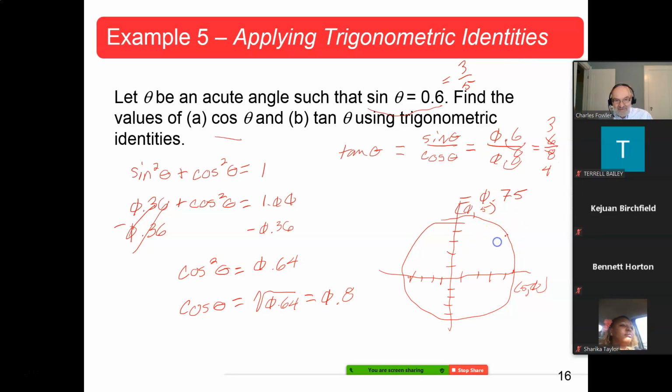Right about there, somewhere there. I may be a little high. Okay? So this is the angle theta we're talking about. Okay? 3 is the height here. 5 is the hypotenuse. And guess what the adjacent side is?